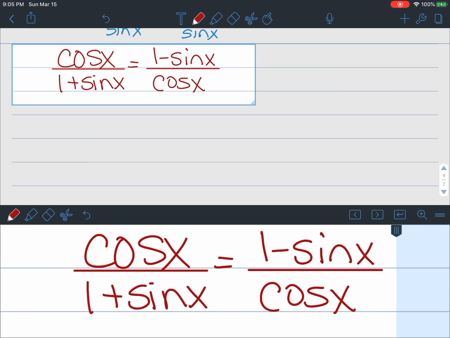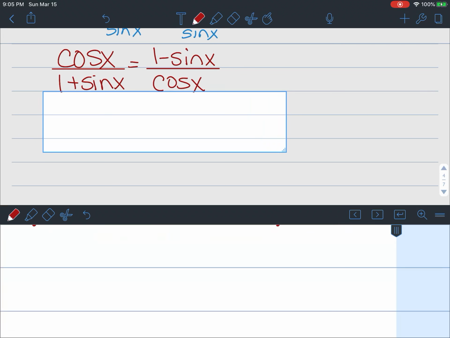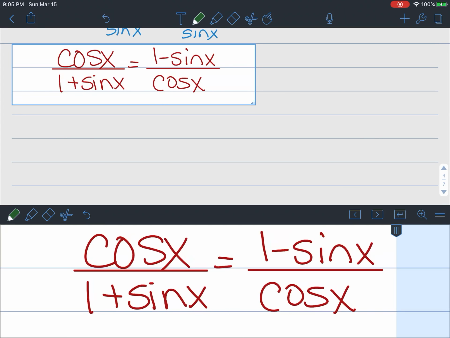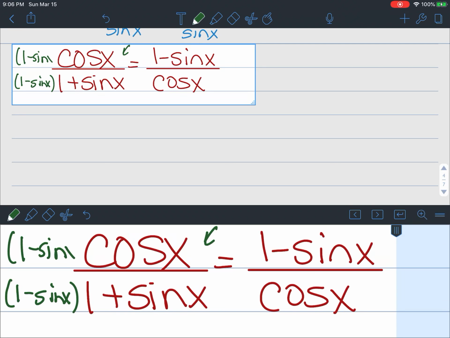So what I want you to do is I actually want you to pause the video and try to do this problem. And if you get stuck, turn the video back on. Okay, so we're going to multiply. I'm going to work on the left side. So I'm going to multiply the top and bottom of this fraction by the conjugate.